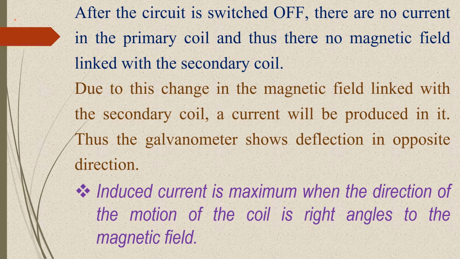The induced current is maximum when the direction of motion of the coil is at right angles to the magnetic field, because last module we discussed the motion of the magnet and the motion of the coil and how it will be inducing a current in the coil. So here, if the direction in which the coil is moving and the direction of the magnetic field are at right angles or perpendicular to each other, then the amount of induced current will be maximum.